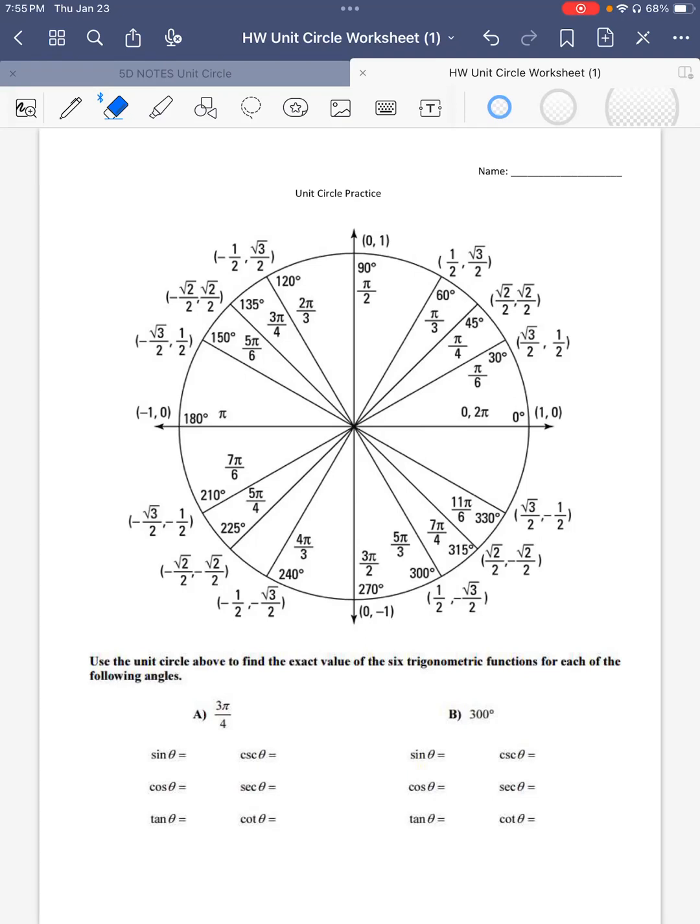Hello, Algebra 2 students. In this video, I am going to teach you how to use a unit circle to find the 6 trig functions of some things such as 3 pi over 4 radians.